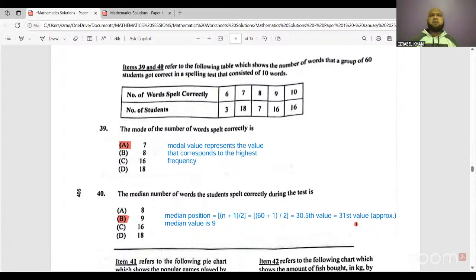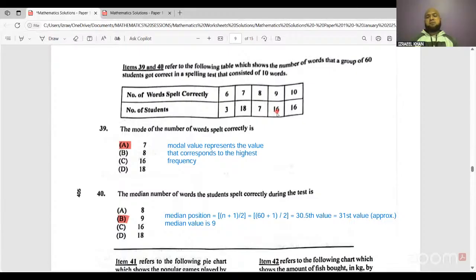In case you want to say, what do you mean by the 31st value? How do we get that? Well, we add as we go across. What is 3 add 18? That'll be 21. What's 21 add 7? 30. So a student might be tempted to go up here and say, well, 8 is my median. No, it's the 31st value.